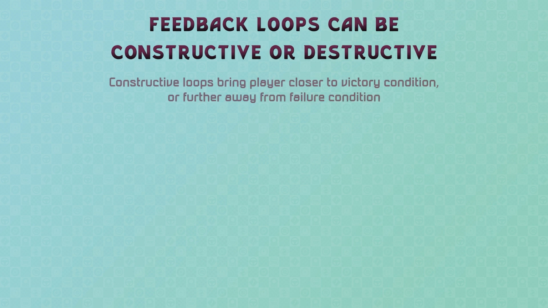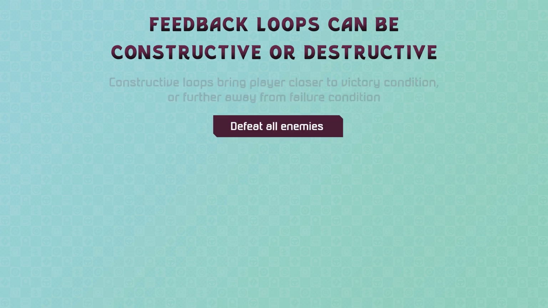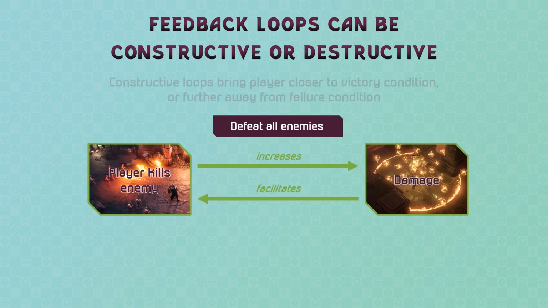So a constructive feedback loop is one that either brings the player closer to the victory condition of a game or further away from the failure condition, which basically means that the effects of this loop are desirable for the player. If we take the example of, let's just say, a hack and slay game where our goal is to defeat all the enemies that are on screen without dying, a constructive feedback loop could look like that. Every time our player kills an enemy, it increases the damage they do to those types of enemies, which would facilitate killing more enemies. And I think you can already see here that this would form a positive feedback loop that is constructive.